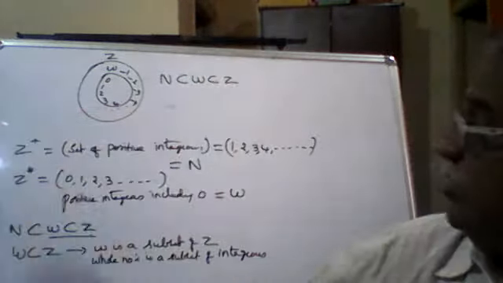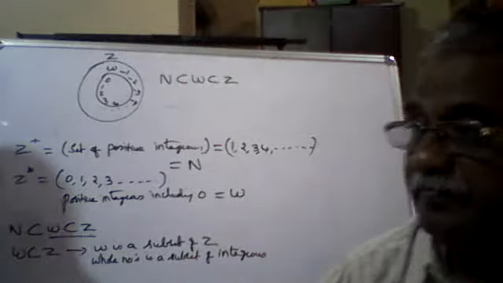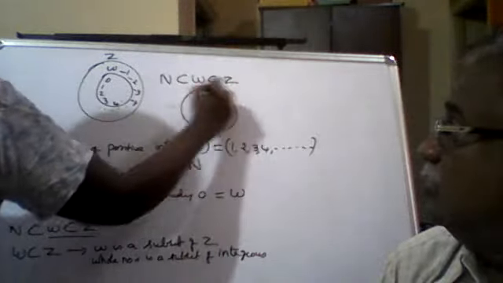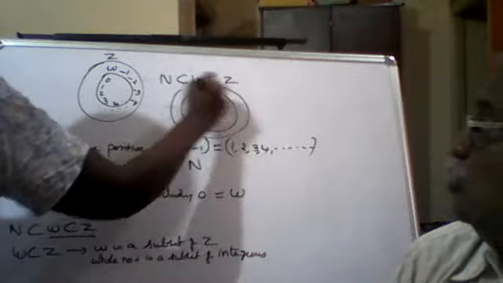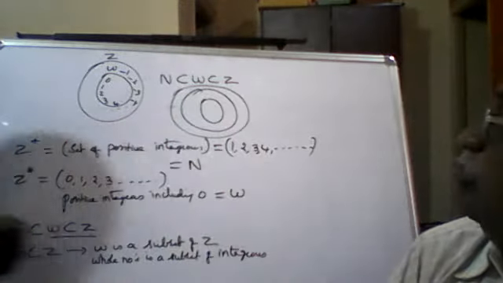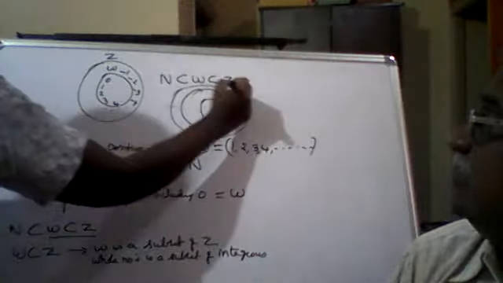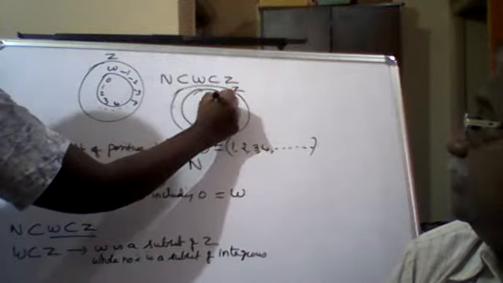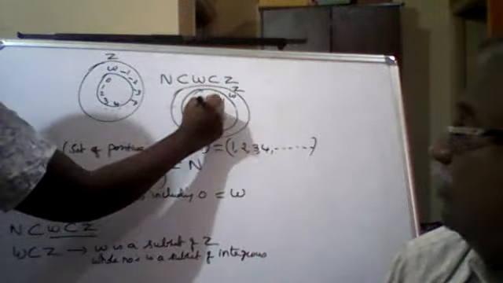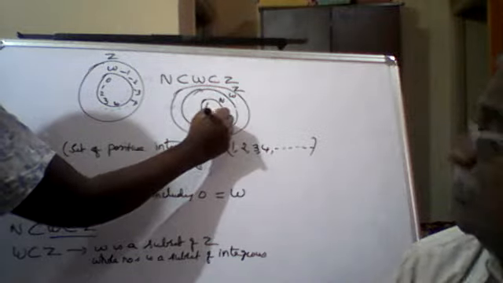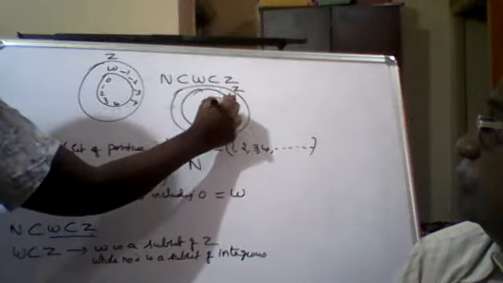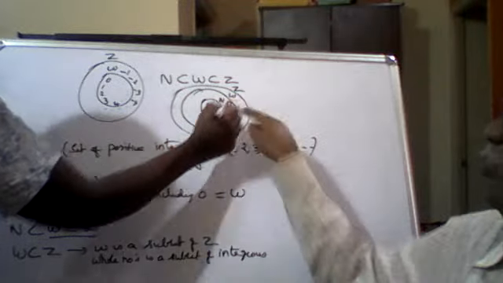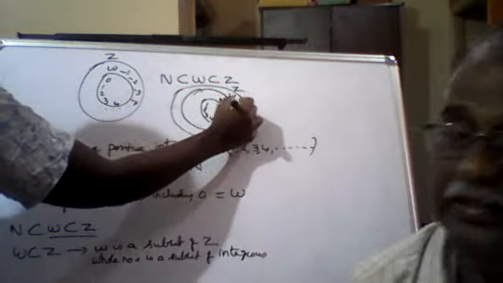Now we got three diagrams, three rounds: one bigger, one smaller, and a third inside. On the top one you put Z, next you put W, then you put N. In N you put 1, 2, 3, 4, 5, 6. In W you put 0, see, 0 only. Here you put -1, -2, -3.